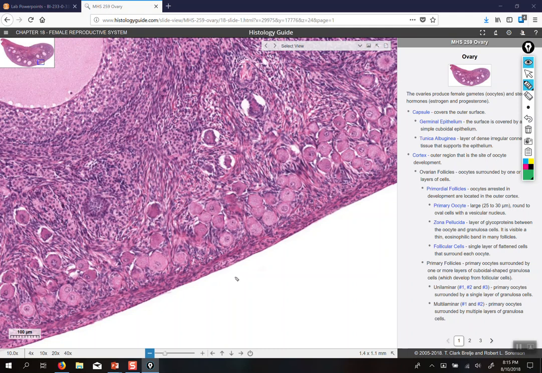So here we have the germinal epithelium. I'd like to make that a little bit smaller. Cool. So see these little guys hanging out by the edge? These are primordial follicles, so they have an almost squamous-like surrounding of cells. Here's another one. So these are all primordial follicles.